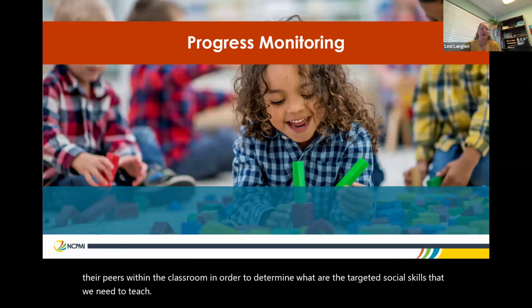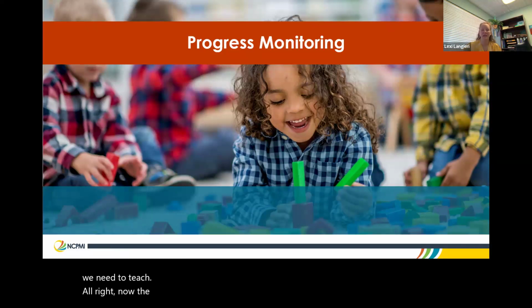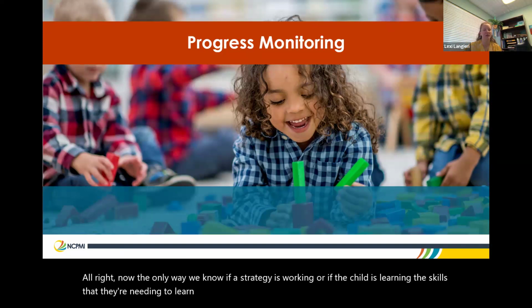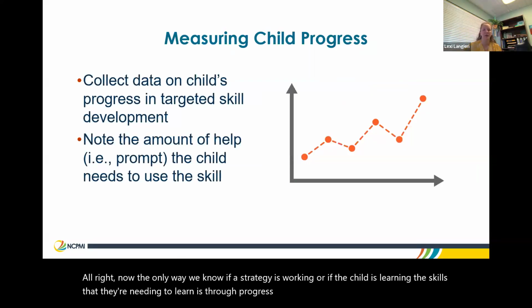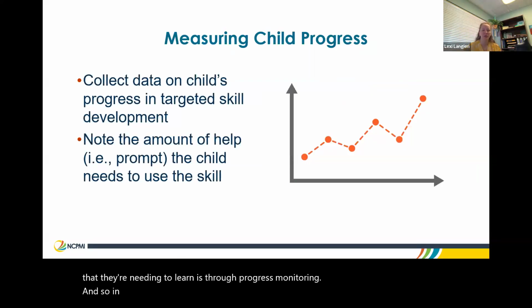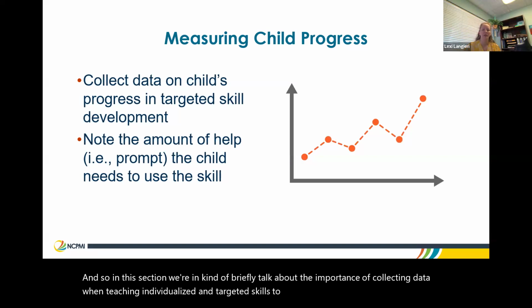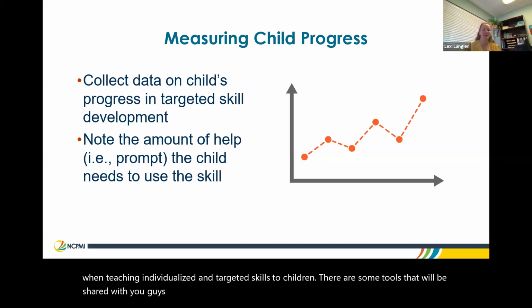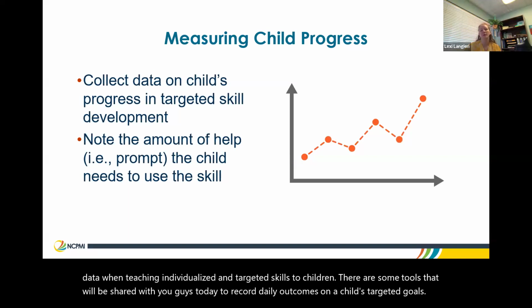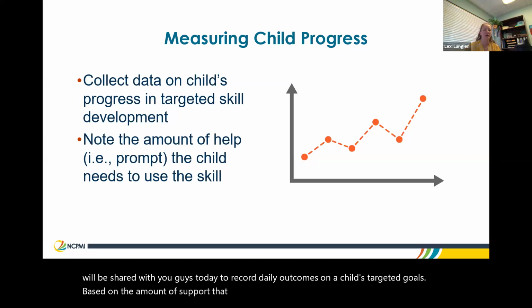All right, the only way we know if a strategy is working or if the child is learning the skills they need to learn is through progress monitoring. In this section, we're going to briefly talk about the importance of collecting data when teaching individualized and targeted skills to children. There are some tools that will be shared with you today to record daily outcomes on a child's targeted goals based on the amount of support that they need to get to that goal.